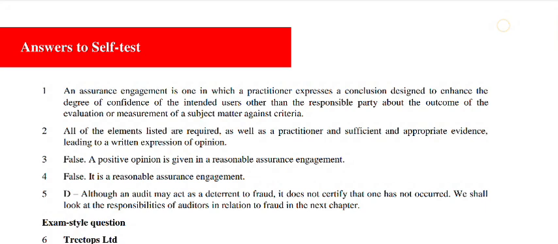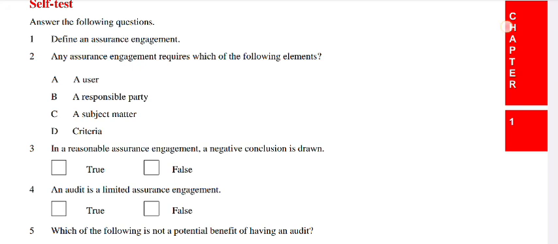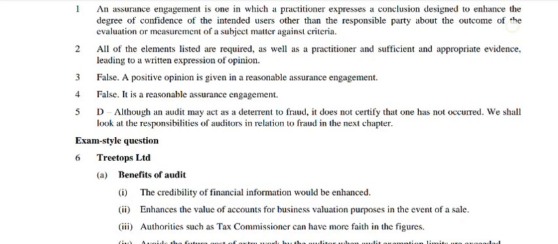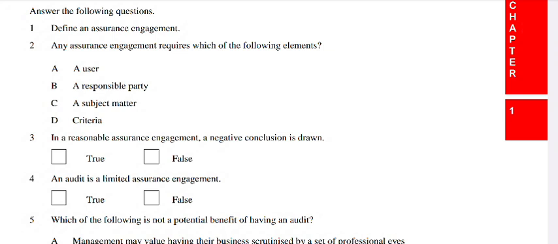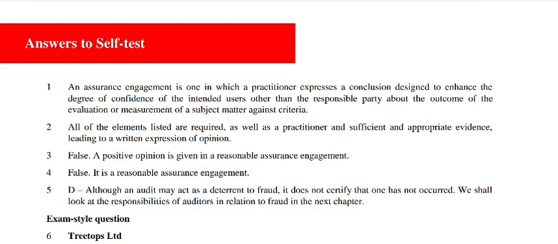Self-test 2. Any assurance engagement requires which of the following elements? A, a user; B, a responsible party; C, a subject matter; D, criteria. Answer. All of the elements listed are required, as well as a practitioner and sufficient and appropriate evidence leading to a written expression of opinion. 3. In a reasonable assurance engagement, a negative conclusion is drawn. True, false. False. A positive opinion is given in a reasonable assurance engagement.